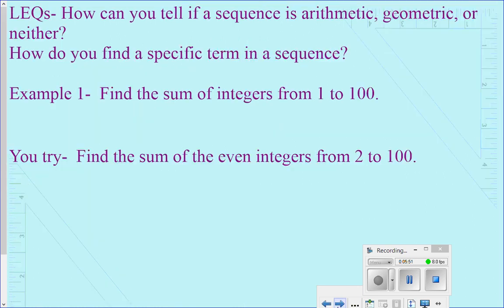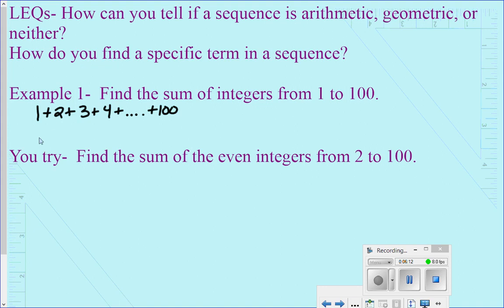Okay, so today we started with this example, which is we're going to find the sum of integers from 1 to 100. So first of all, let's make sure we understand what it's asking for. We're going to start with 1. We're going to add the next integer, which is 2, plus the next integer 3, plus we're going to keep adding, and we're going to get to the last term, which is 100.